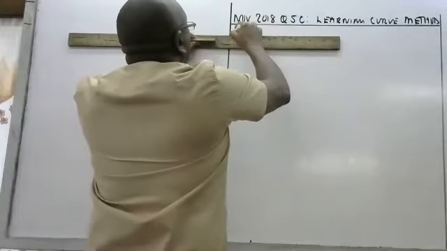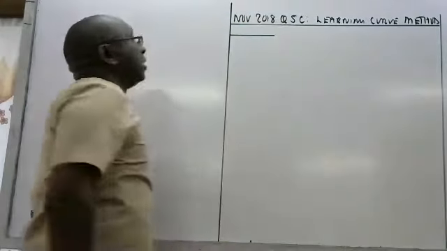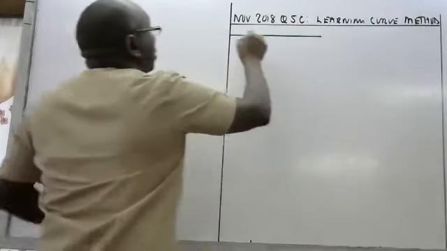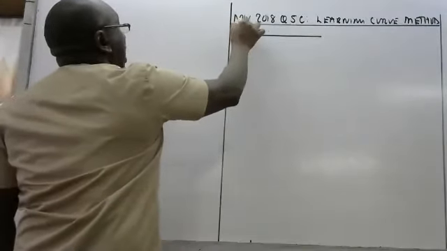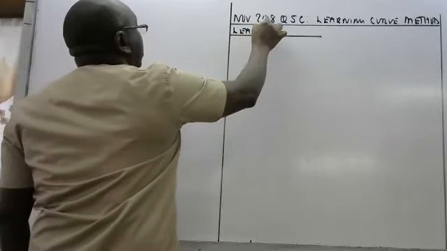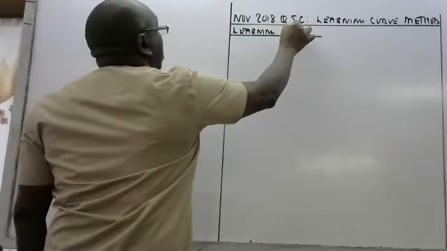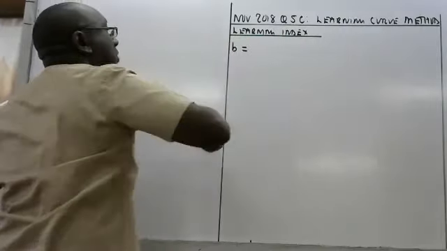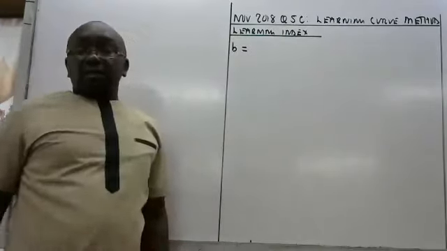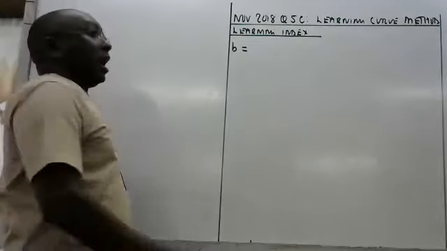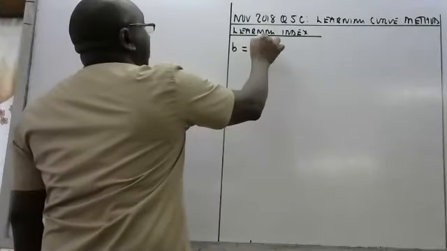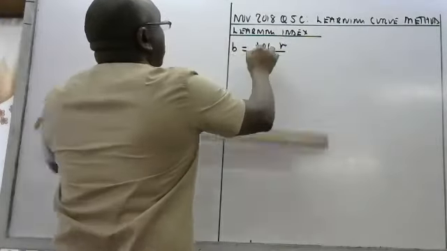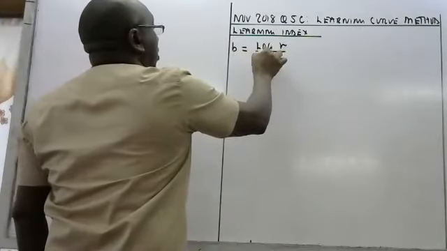So the first thing is the running index. We are told to get the running index. Now, the running index, remember, is what we call B. And we know this is given as the log of R divided by the log of 2.